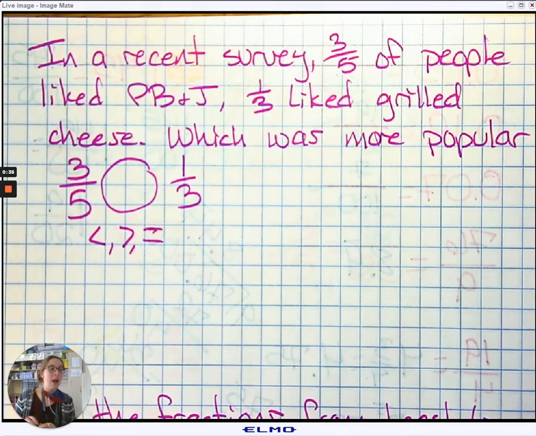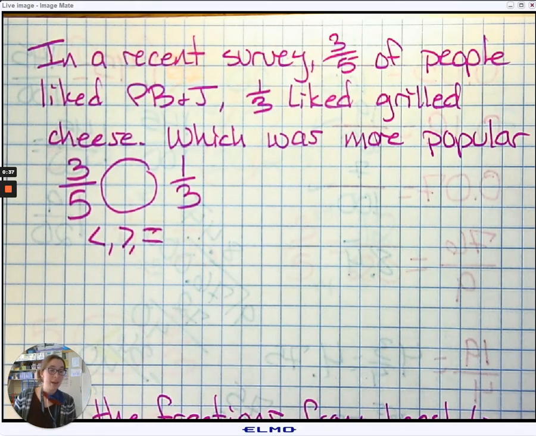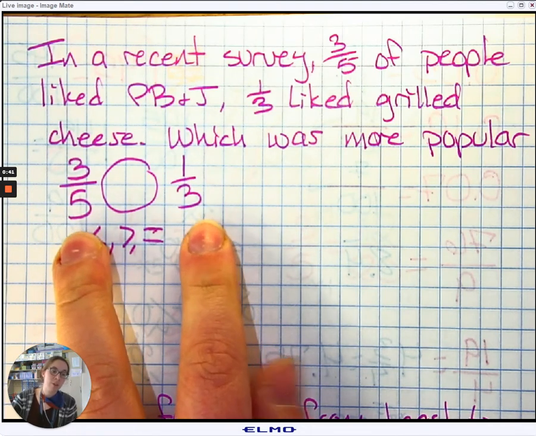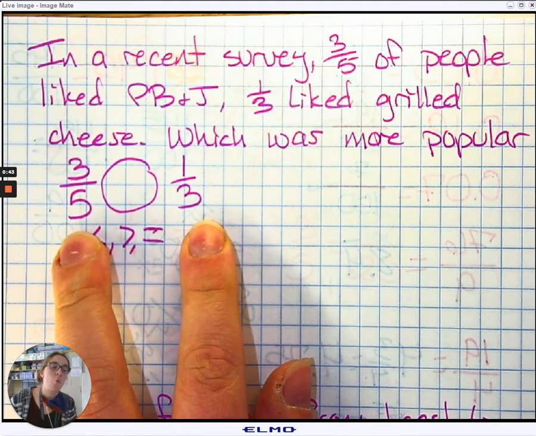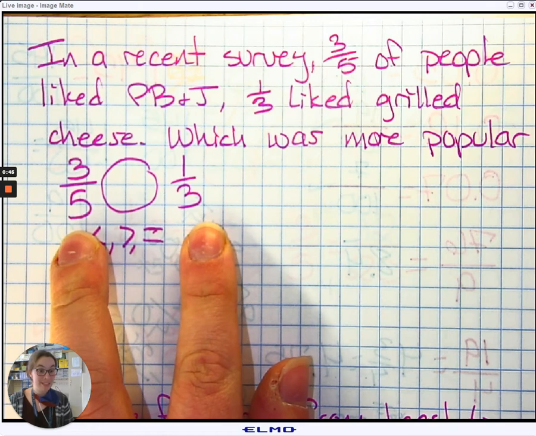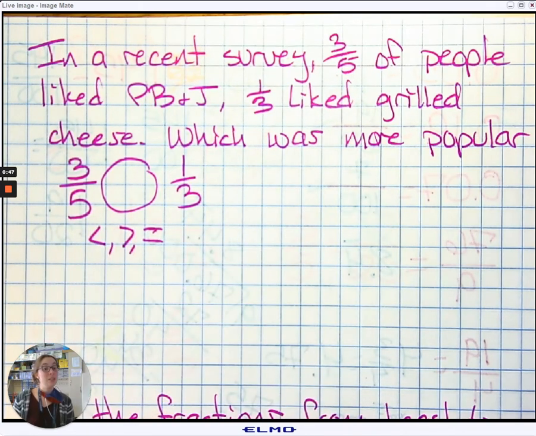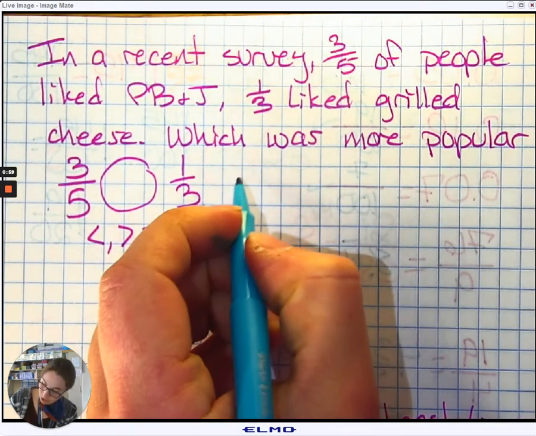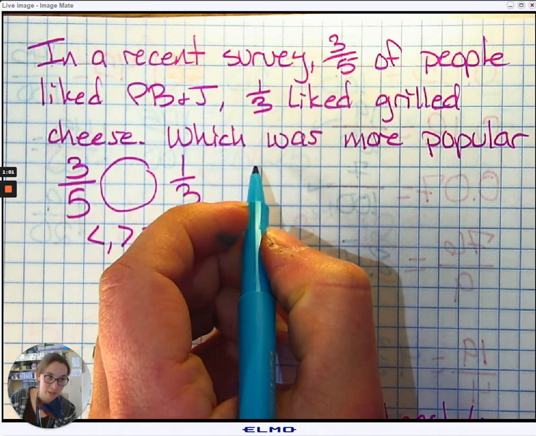The big circle is just to put one of these in: greater than, less than, or equal to. Okay, so how are we going to do this? Well, we need to compare 3/5 and 1/3, but we cannot compare them as they are. We need them to have a common denominator. We're going to do this by finding the least common denominator. We do this by finding the least common multiple of these two numbers. Least common multiple: the number that they both count by and hit, the first one specifically.